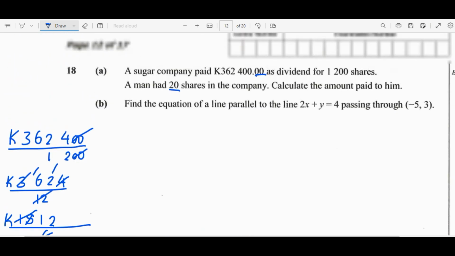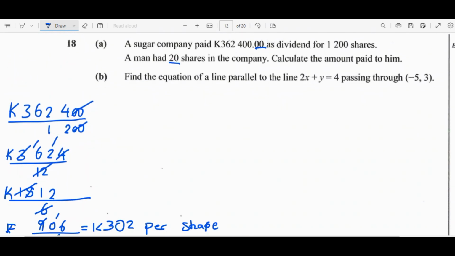Right, we move on to question B. So under question B, we are asked to find the equation of a line parallel to the line passing through -5, 3. So let's first draw two lines. Two lines are parallel if they cannot meet. And in mathematics, you show these lines by the arrows.